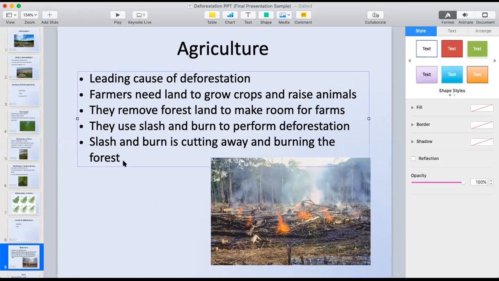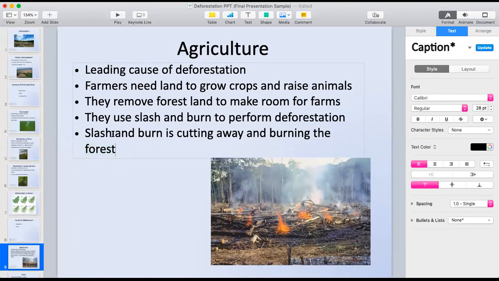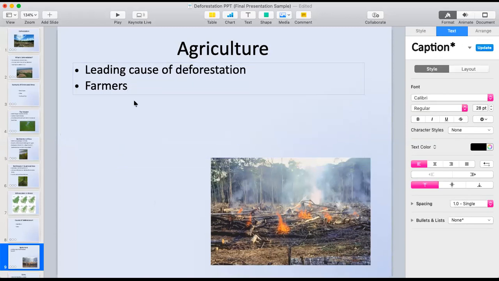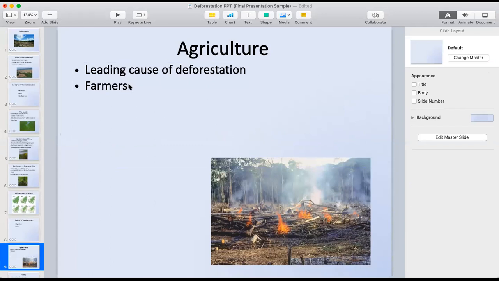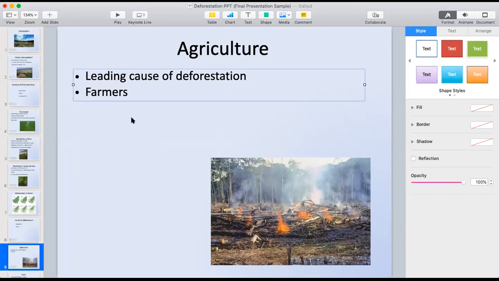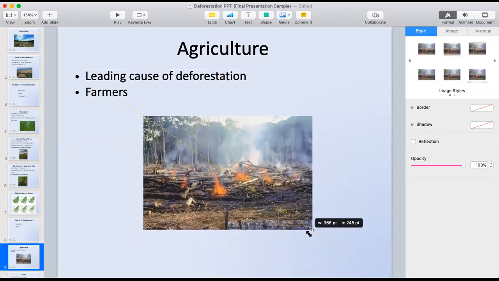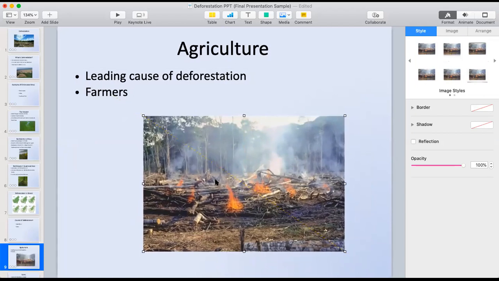Imagine if instead of this, I delete all of this and I write just farmers. So now you are forced to listen to me, right? Because you don't know what I am going to say about farmers. And now the slide looks less crowded, right? Yeah. Very good. So now I think that it was a good slide.